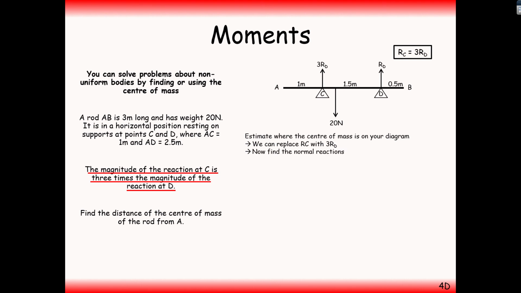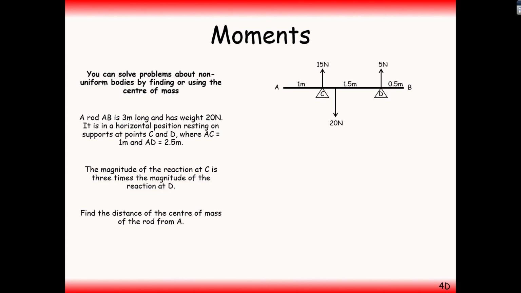Okay. Now we're in a position to find the normal reactions because our body's in equilibrium. We can equate the upwards forces with the downwards forces and easily solve for R. So upwards, 4 lots of RD and then downwards equals 20. RD is 5. Okay, calculate, put them on. 15 newtons, 5 newtons. Okay, now we can do some moments. I want to know how far away that 20 newtons is from A. So we should put an X maybe on it.